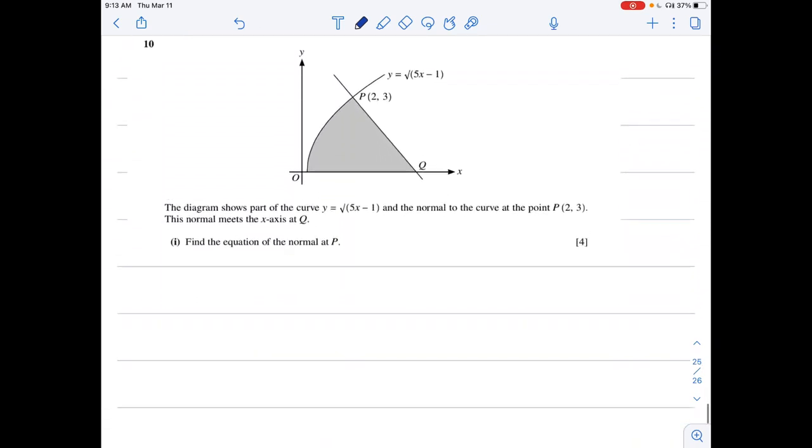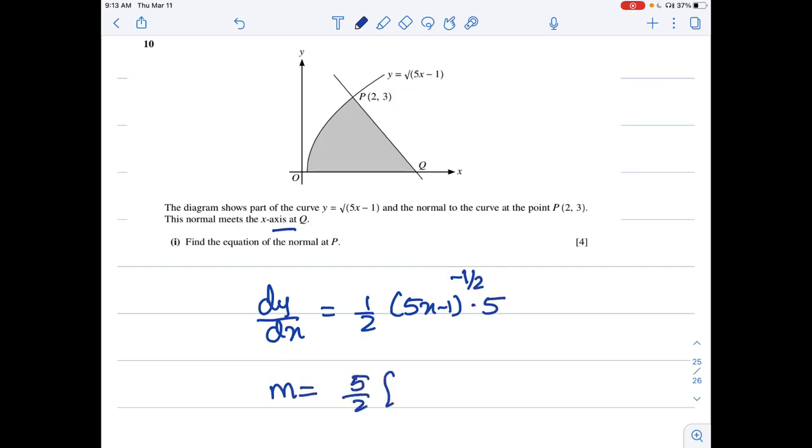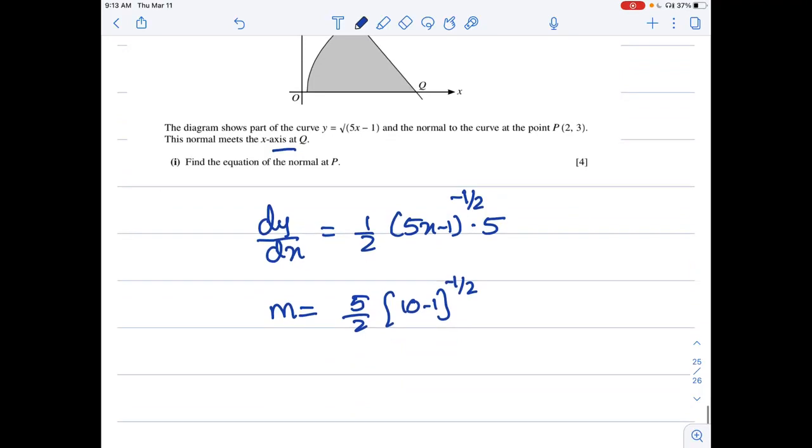Finally, question number 10. The diagram shows the curve y is equal to the square root of 5x minus 1. The normal to the curve at a point P (2, 3) meets the x-axis. So what am I going to do first? Find the equation of the normal. For that, dy by dx is equal to 1 by 2 times (5x minus 1) to the power minus 1 by 2 times 5. So I substitute the point to get the slope. So substitute 5 upon 2 times (10 minus 1) to the power of minus 1 upon 2. So m is equal to 5 upon 6. This is the slope of the tangent.